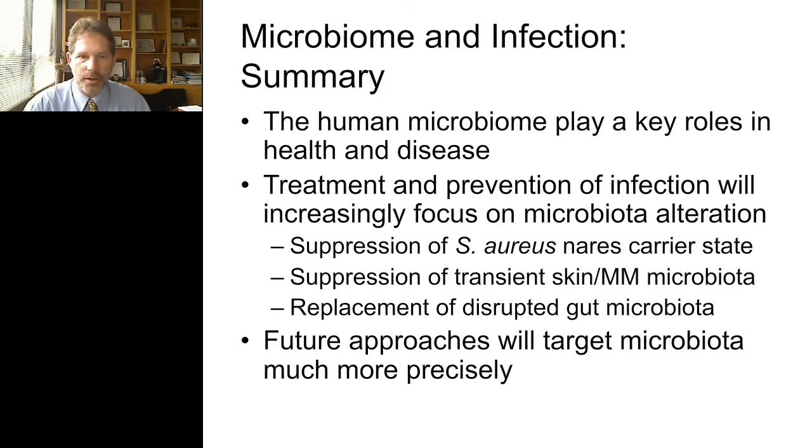So that's really all I have before I take questions. In summary, the human microbiome obviously plays key roles in health and disease. We're just really scratching the surface of how we manipulate it to prevent or treat infection. But I think it's going to increasingly focus on microbiota alteration, trying to restore a healthy ecosystem. And currently, the approaches that are in routine use are suppression of the Staph aureus nares carrier state, suppression of transient skin and mucous membrane microbiota, usually with chlorhexidine, and replacement of disrupted gut microbiota.